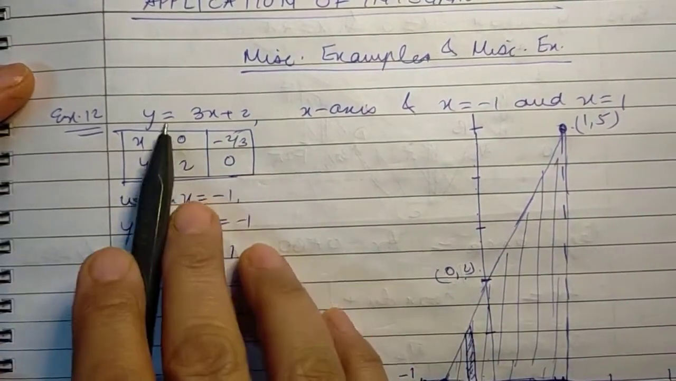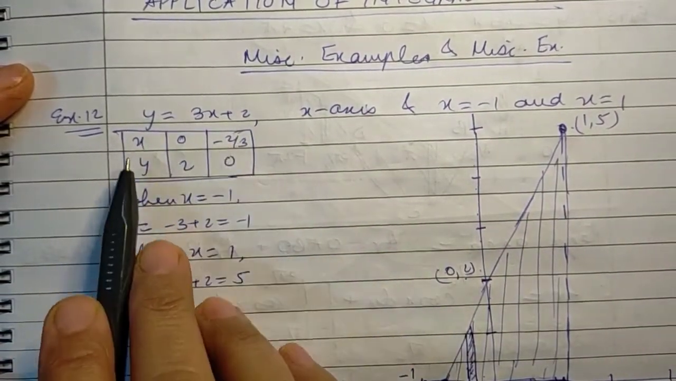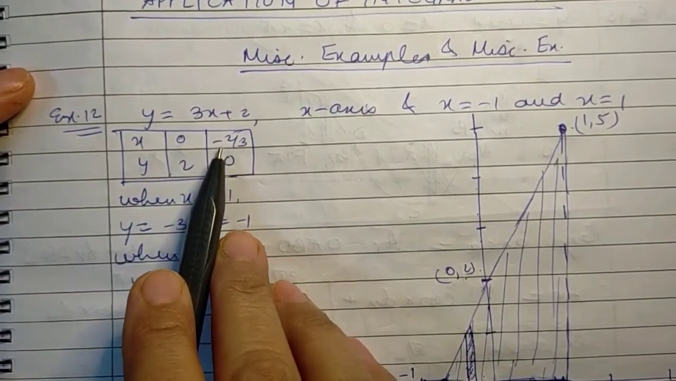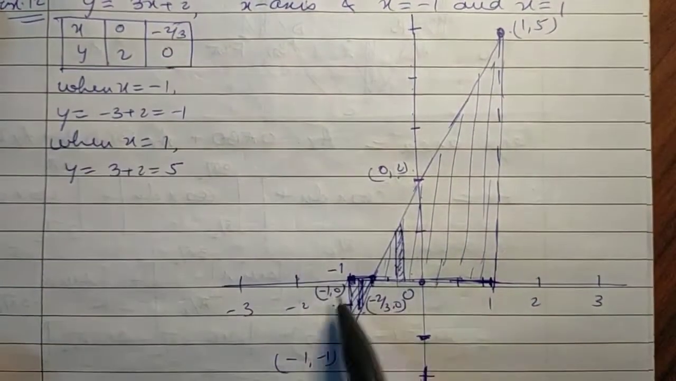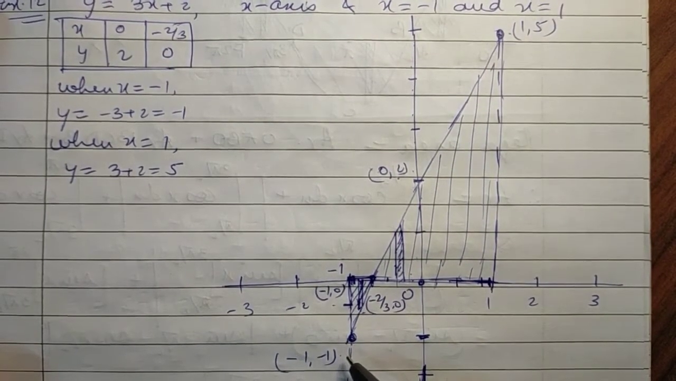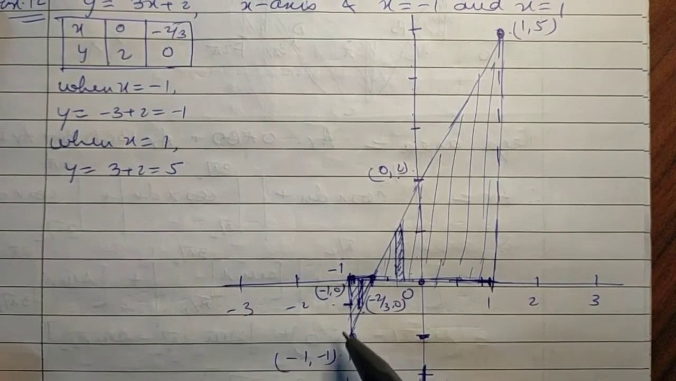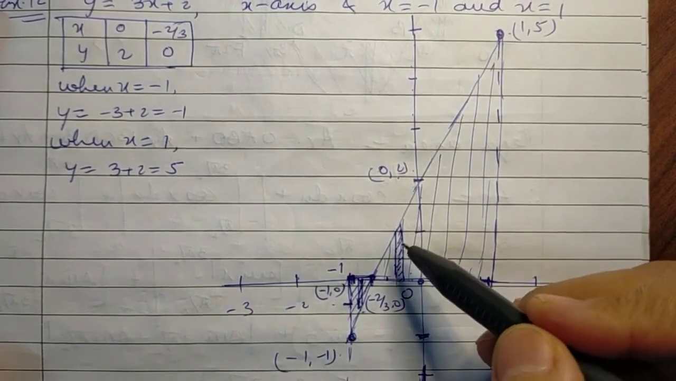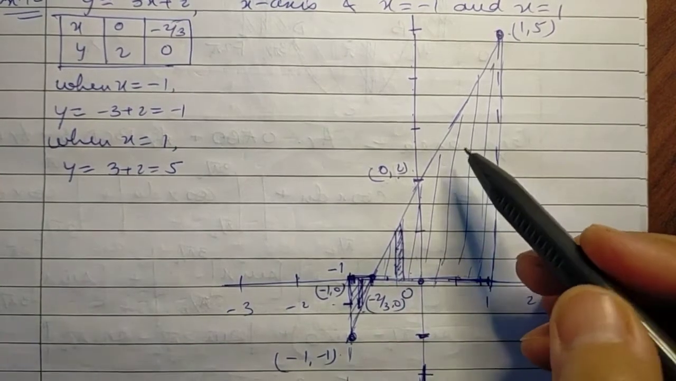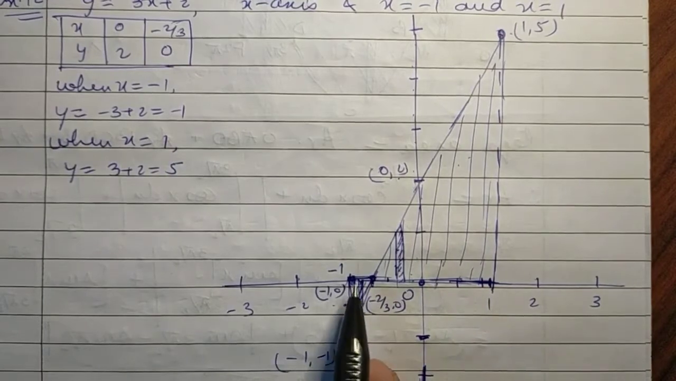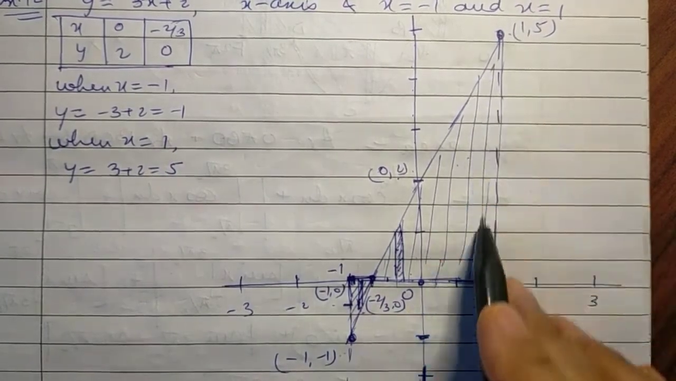So when we plot this curve, it's a straight line. We just put x as 0, y is 2; y is 0, x is -2/3. So let's plot this line. We see some portion of the line is on the negative side of the y-axis, that is actually in the third quadrant, and the remaining portion, some is in the second quadrant and some is in the first quadrant. Now we have to find the area between the lines x equal to -1 and x equal to 1.